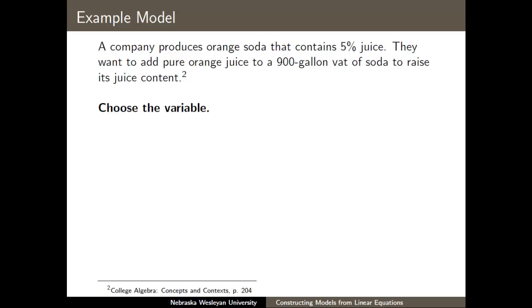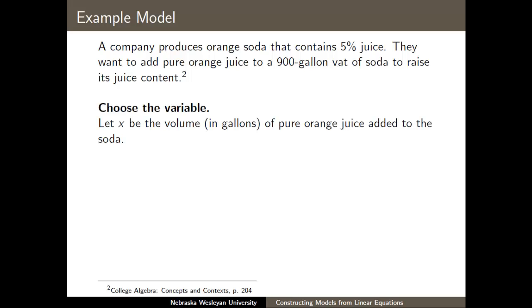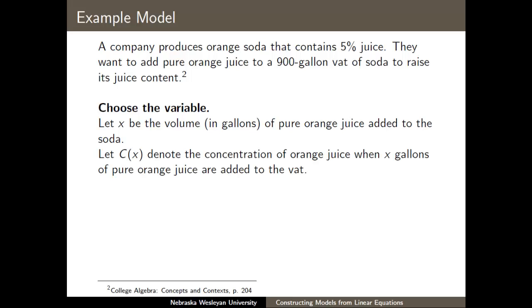So let's decide on our variables first off. We could make x the volume in gallons of pure orange juice that we're going to add to the soda. This is the thing over which we have control. We could add a small amount of orange juice, we could add a large amount of orange juice. So I think this is the most basic element over which we have physical control in this scenario. Once we've decided how much pure orange juice to add to the 900-gallon vat, we should be able to determine the new concentration of orange juice, which should be higher than the 5% that it began with.